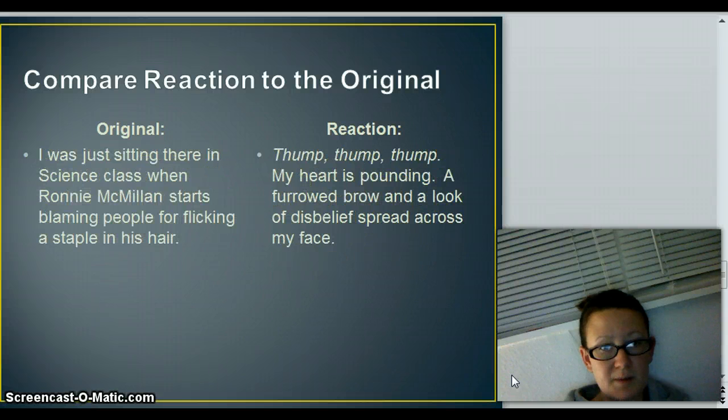Now here's the second one about the staples and Ronnie McMillan. "Thump, thump, thump. My heart is pounding. A furrowed brow and a look of disbelief spread across my face." I want to know why.